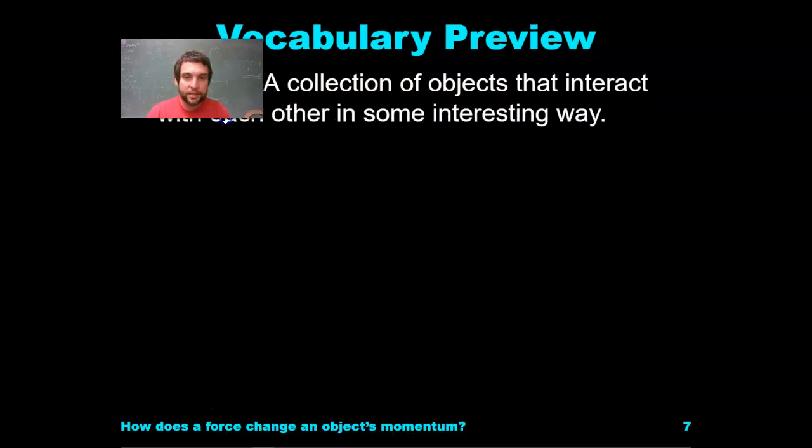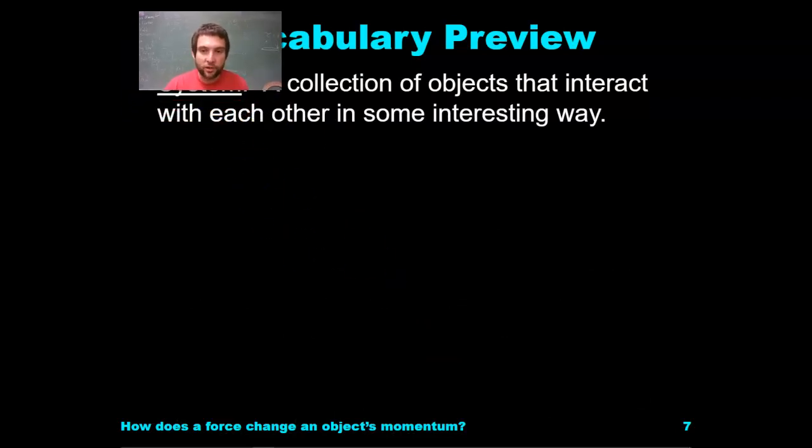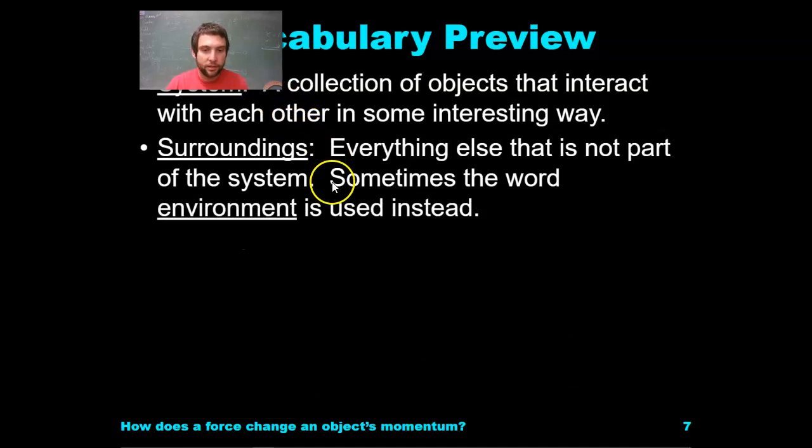A system is a collection of objects that interact with each other in some interesting way. Surroundings: everything else that is not part of the system. Sometimes the word environment is used instead.